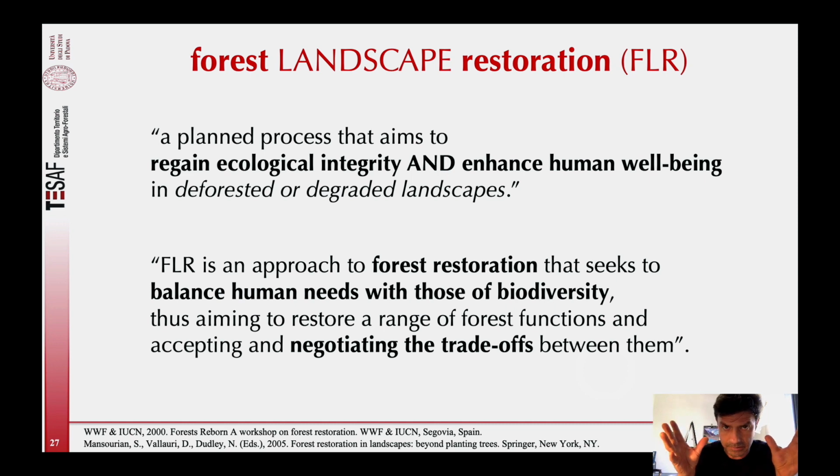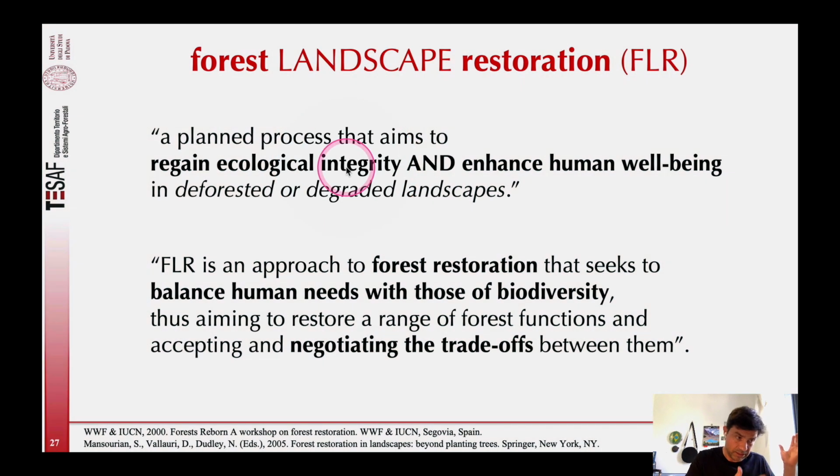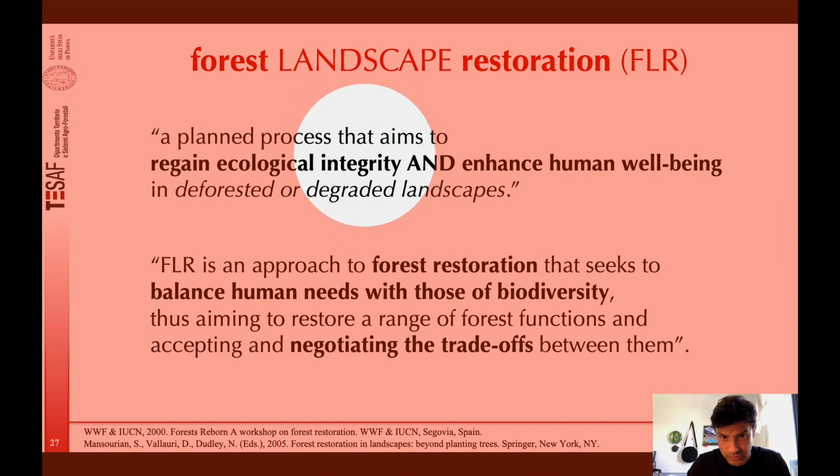So the definition, we can find many different definitions about the forest and landscape restoration, but basically when you talk about landscape restoration, there are three things that you have to keep in mind. The first one is about regain ecological integrity, and I will substitute integrity for functionality because as we saw before, this is a very ambitious goal to regain ecological integrity.